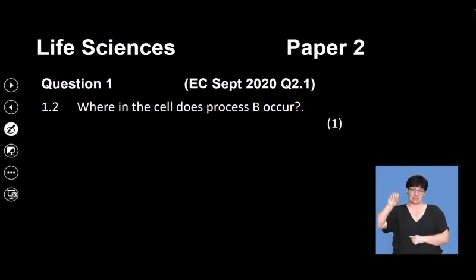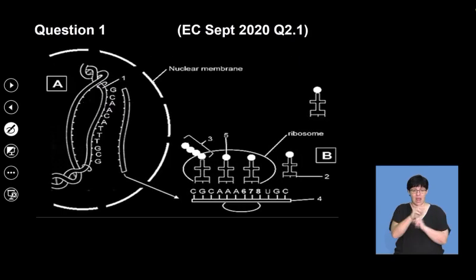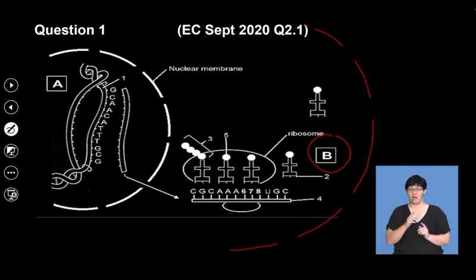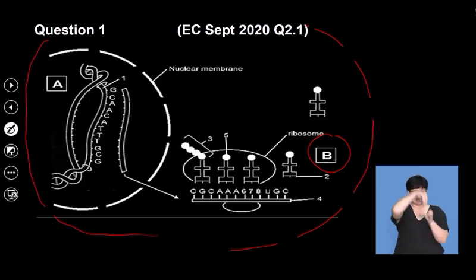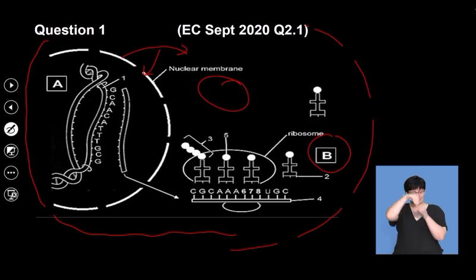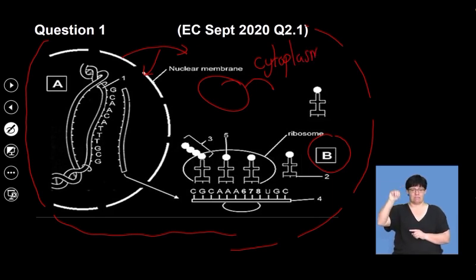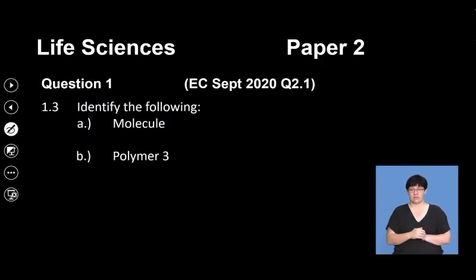An interesting question. Where in the cell does process B occur? So if we go back to that diagram and look at process B, this is a large cell, guys, and if I were to complete the diagram, we're inside the cytoplasm, inside the cell, and here we're seeing the nucleus. So outside the nucleus, we're in this area, and this area is referred to as the cytoplasm. So it's the contents outside the nucleus, which is the cytoplasm. Cool. More questions on this.